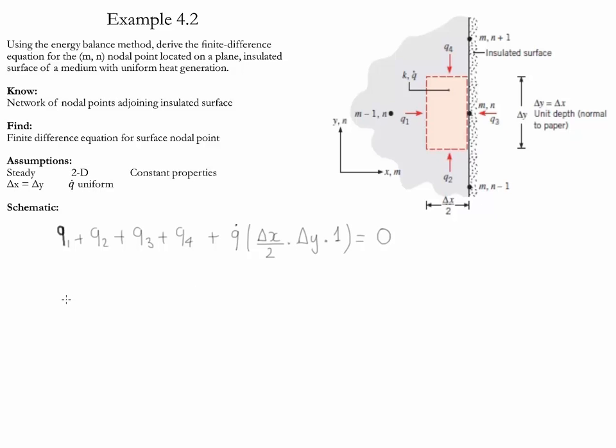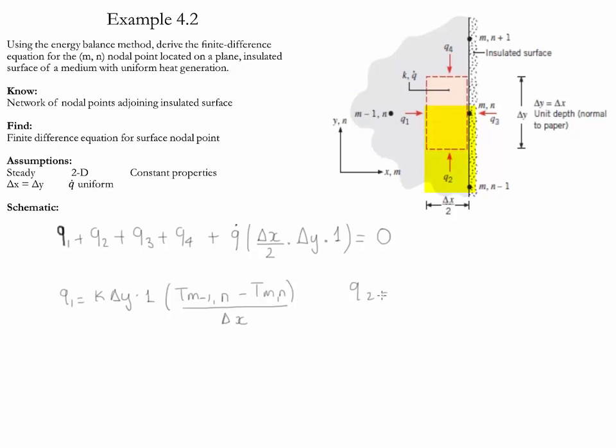Q1, Q2, and Q4 are all due to conduction, so we can define them using Fourier's law. So Q1 is equal to k, the area that it goes across is delta y times 1. It goes from temperature T m minus 1, n until T m n, and it crosses a distance of delta x.